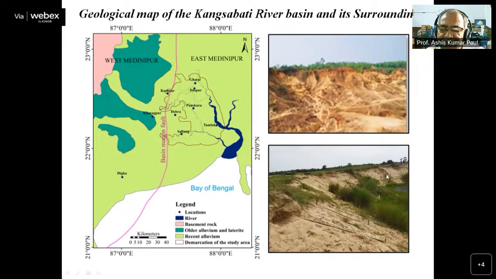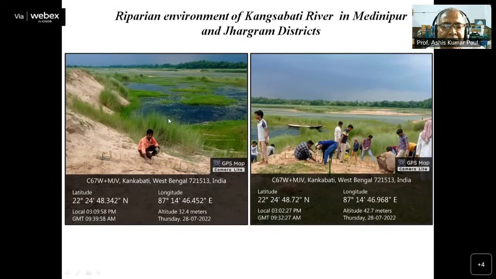Due to the flood activities, our workshop and the field implementation program with bioengineering measures are located here. And here you can see the riparian environment of the Kangsabati River. Very beautiful landscapes you can see on both banks of the Kangsabati River. Just in the rainy season, we visited frequently for the selection of the area, and you can see from the photograph that the entire area is very green and ecologically very active.